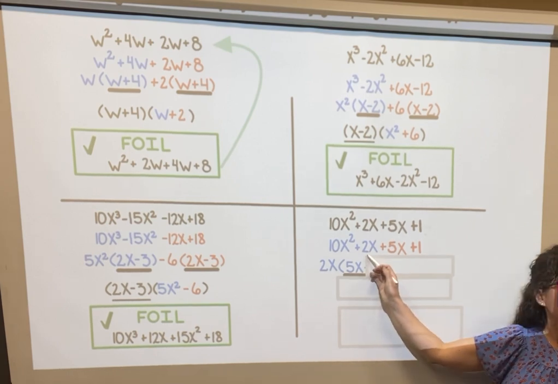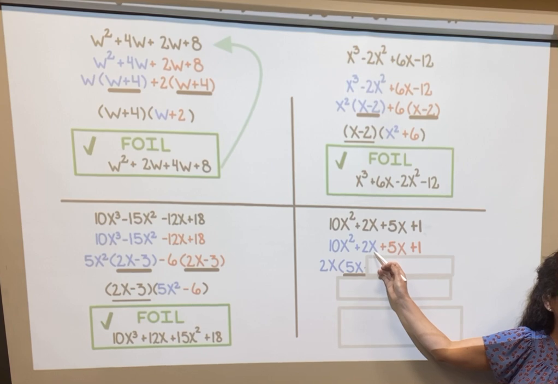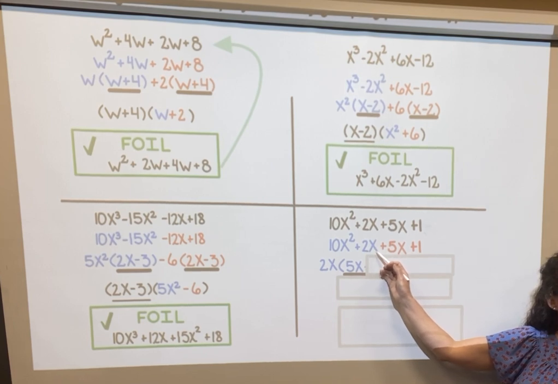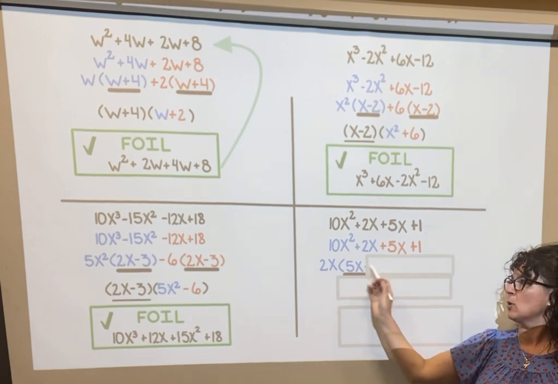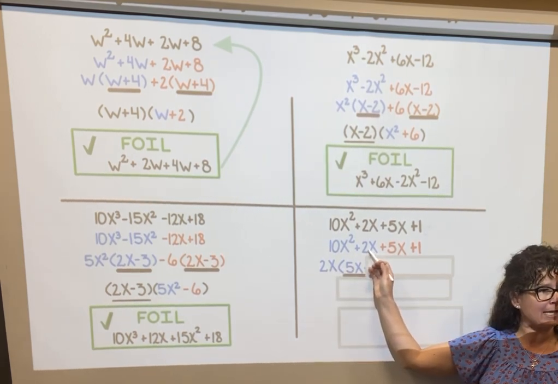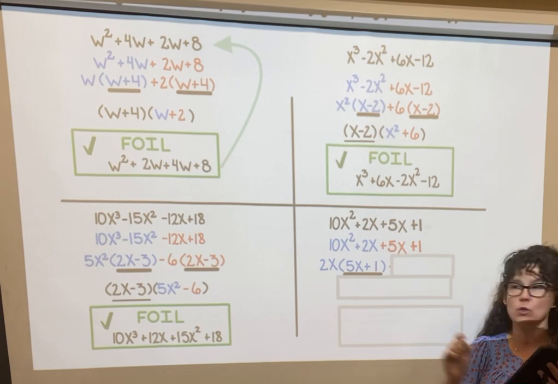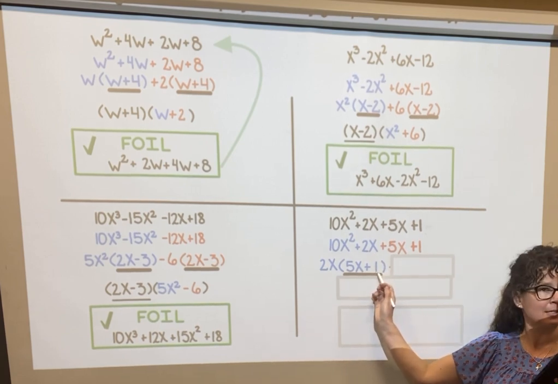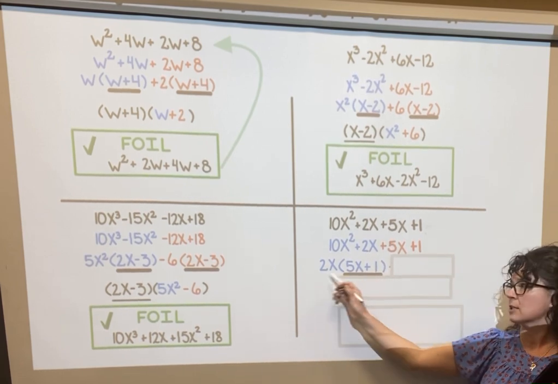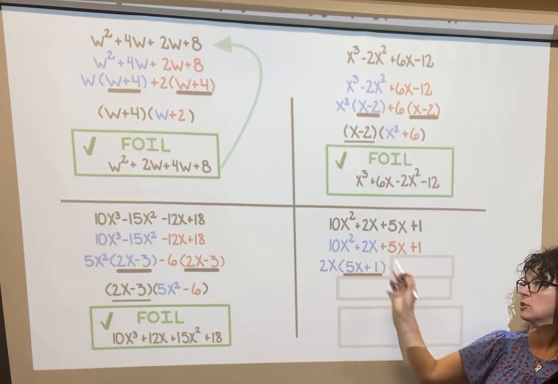Now here, I take a 2x out of 2x. That does not mean 0 is left. What would you have to multiply 2x by to get back to 2x? Nice job. So that is a 1 left over. So if I take out a 2x, notice there's still a 1. Let's verify: 2x times 5x, 10x squared, 2x times 1, 2x.